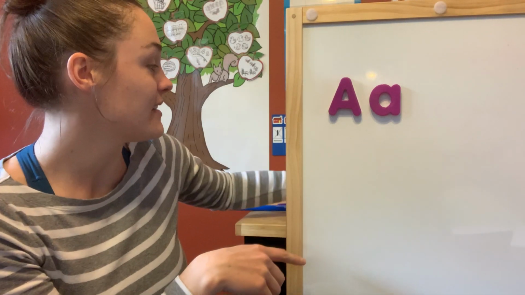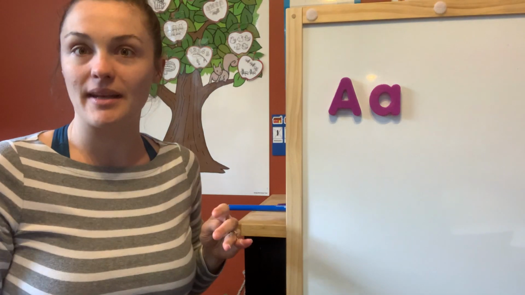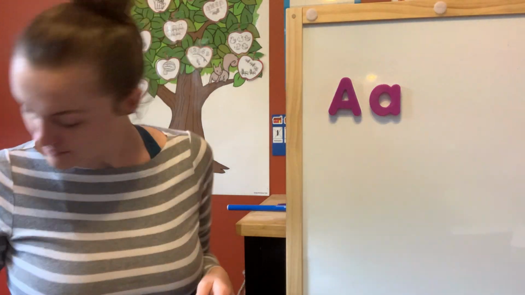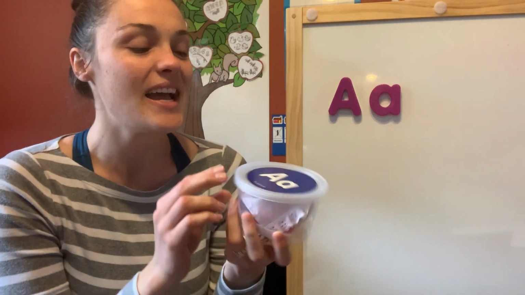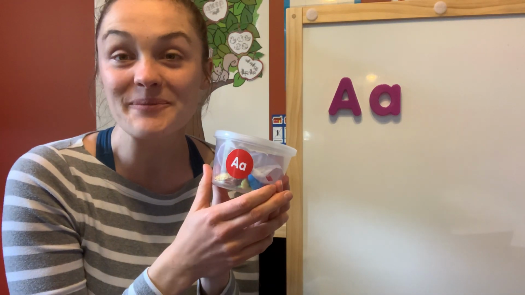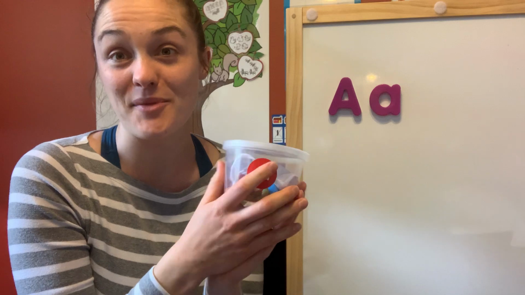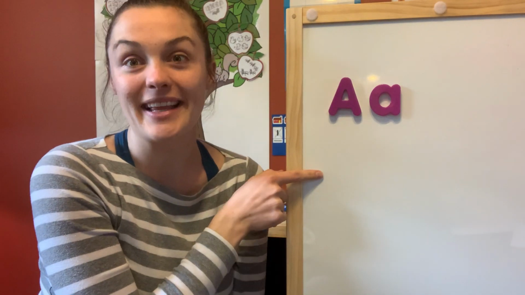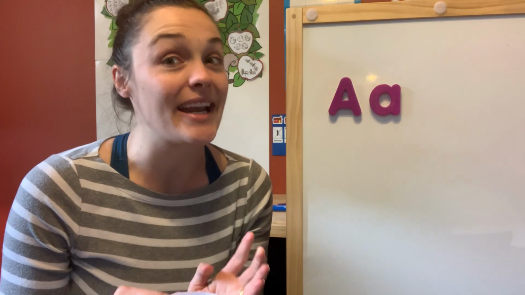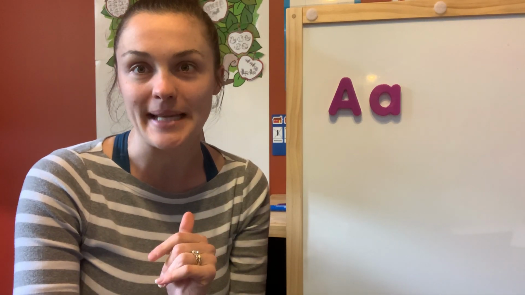So I have some, where'd my bin go? Oh, there it is, letter A. And I have some letter A sounds, or words that begin with the letter A sound, and A. And we're also gonna write letter A. So we're gonna first start with writing letter A, and then we'll move on to the little sound bucket.